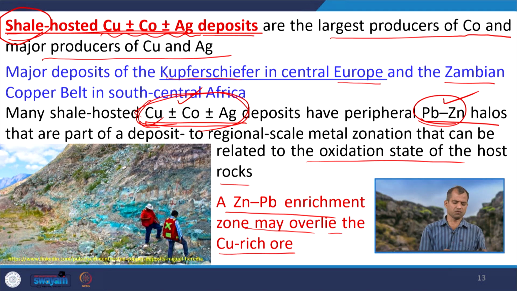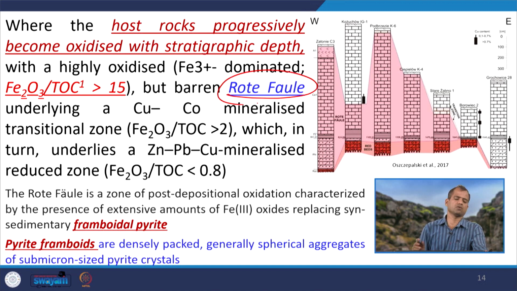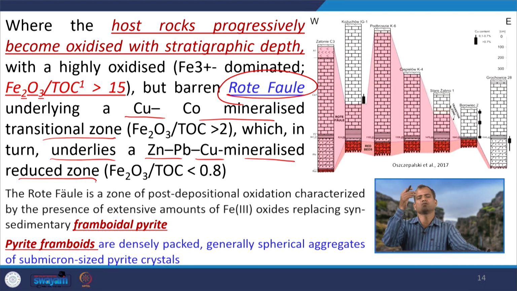So, here are some field photographs showing how these copper deposits appear in the rock record, and the color is changing. The host rock progressively becomes oxidized with stratigraphic depth, with a highly oxidized but barren Rote Fäule underlying the copper and cobalt mineralized transition zone, which in turn underlies the Zn-Pb-copper mineralized reduced zone. That means stratigraphically we are going downward and the mineralization is changing depending upon the degree of oxidation and reduction. So, what is this Rote Fäule?